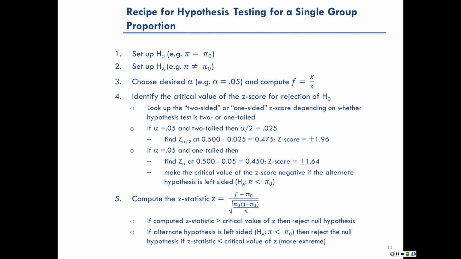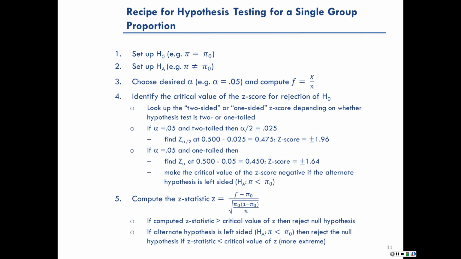Then you choose your desired alpha value, for instance, alpha equal to 0.05, and you want to compute the frequency of successes in your sample. So this would be x, your number of successes, divided by n, your number of trials. Fourthly, you want to identify the critical value of the z-score for you to reject the null hypothesis. So you look up the one-sided or two-sided z-score, remember, depending on whether your hypothesis test is two or one-tailed.